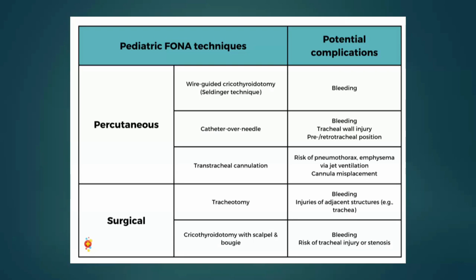Once again, potential complications, so bleeding is a big one. Tracheal wall injury itself, if you go too far, you puncture the rear end of the trachea. If you go even too deep, you could cause esophageal injuries. Anything like this is going to make your ventilation difficult, increases your risk of infection, mediastinitis, anything like that. And then also pre or retrotracheal positioning of that catheter over needle. So you go into the back and then you thread everything through, and now you've created a false track behind the trachea. That's what you're ventilating. And then with transtracheal cannulation is your risk of pneumothorax, emphysema, and cannula misplacement as well.